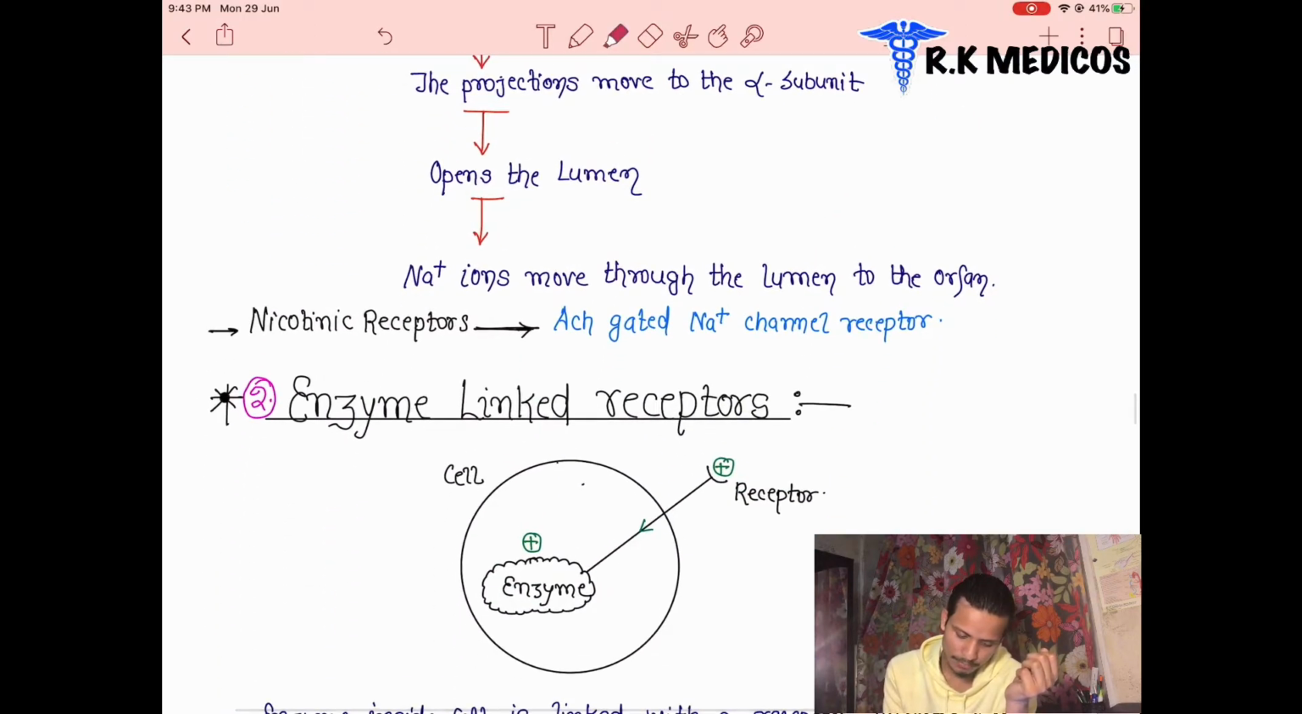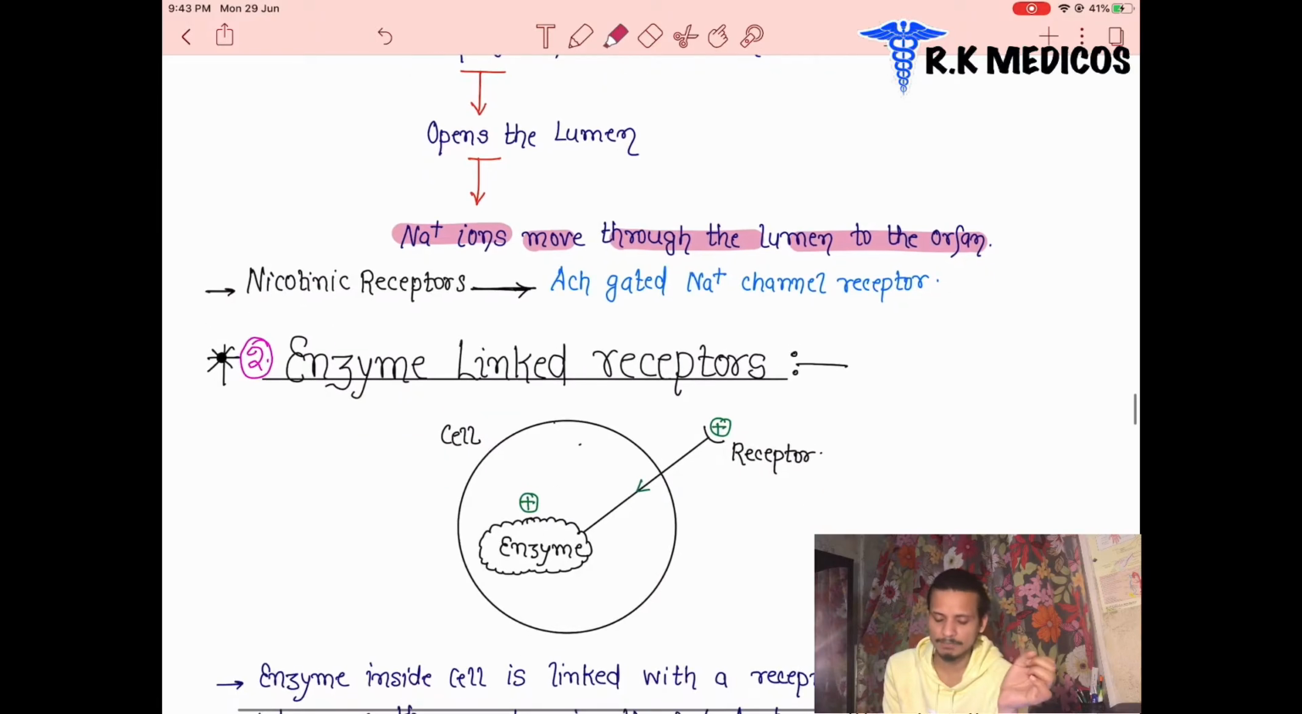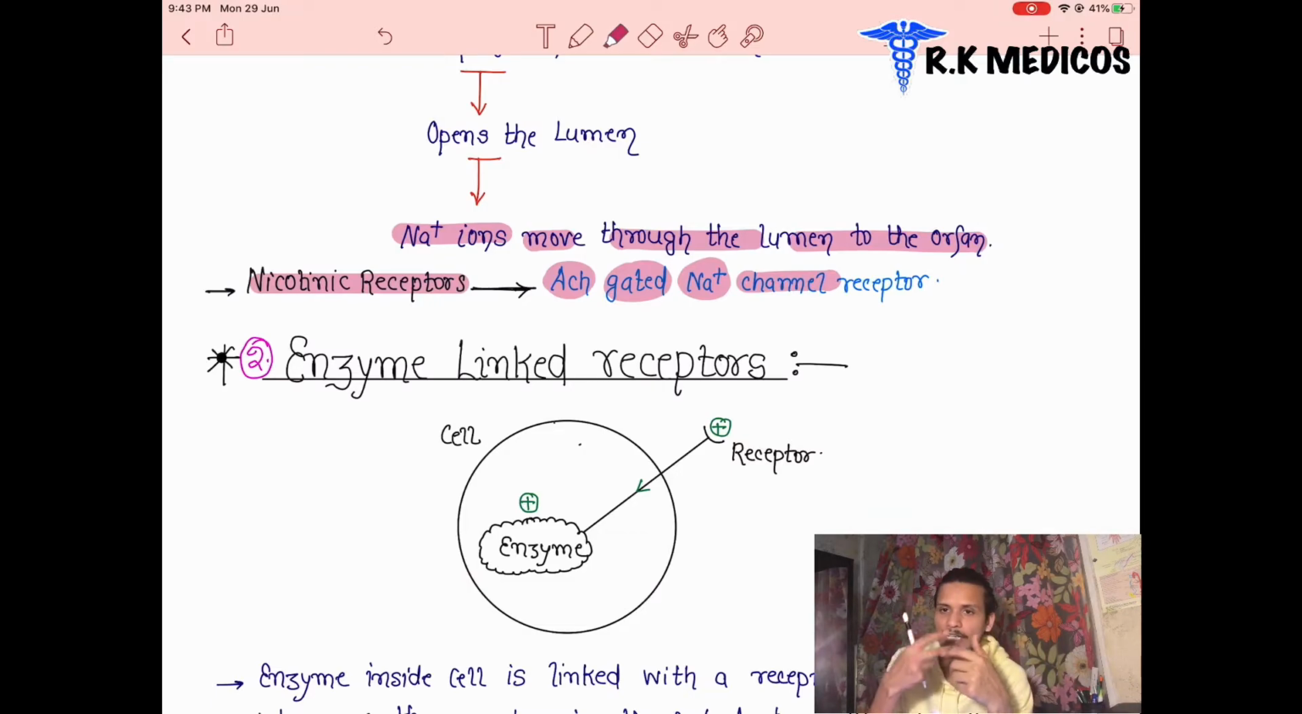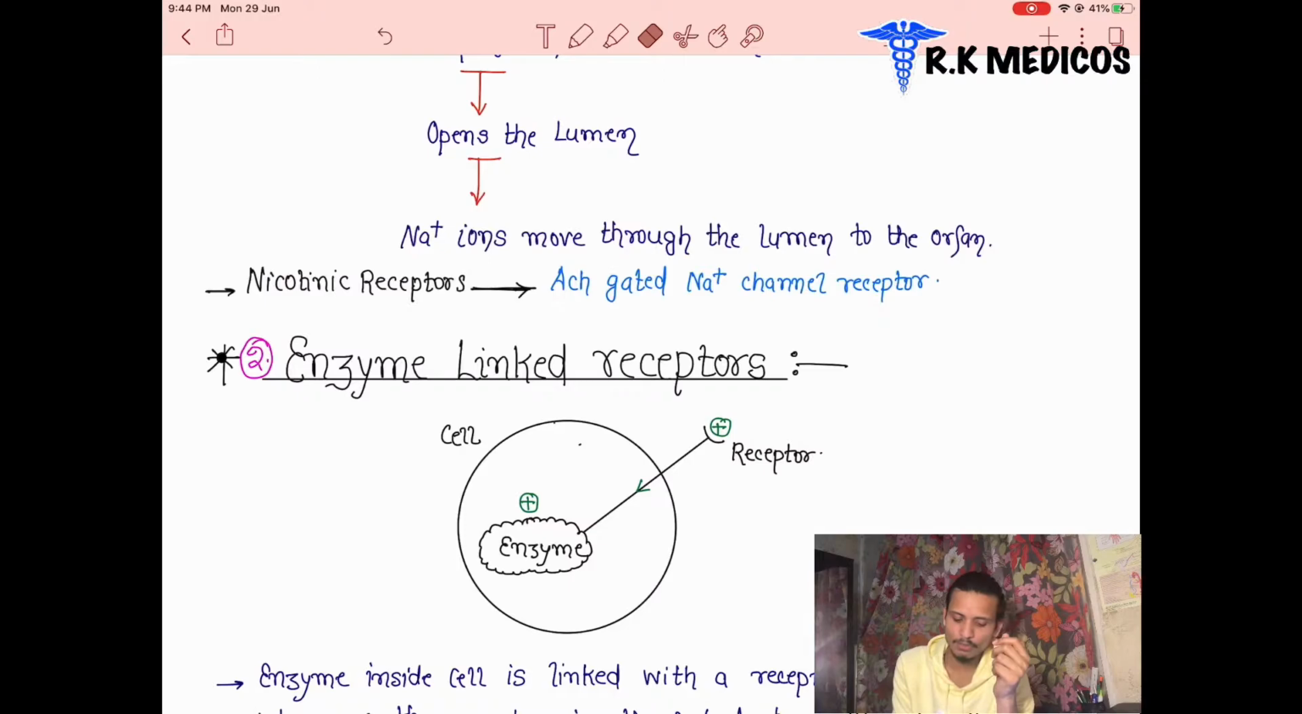The exchange of ions will occur, and the sodium ion moves through the lumen to the different types of organs where these receptors are present. And the nicotinic receptors are what type of receptor? They are acetylcholine gated. Acetylcholine is binding to them, and there is a gate present. They are opening and closing. The sodium ion is moving inside, and there is a channel, a tunnel-like structure present. That is the channel, and the receptors are present. Nicotinic receptors are acetylcholine gated sodium ion channel receptors.